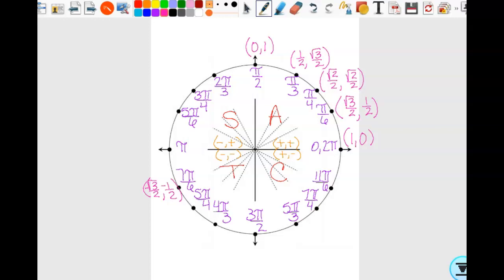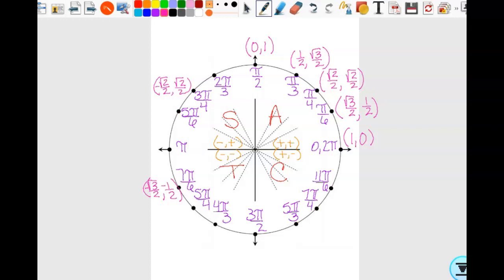So fill in, let's see. Let's do 3 pi fourths. So here it's pi fourths, so I know that it's square root of 2 over 2 and square root of 2 over 2. And since it's in the second quadrant, sine is positive, which means cosine is negative.